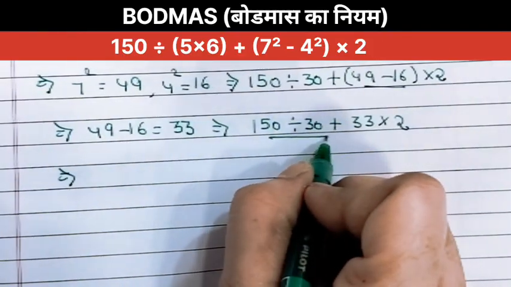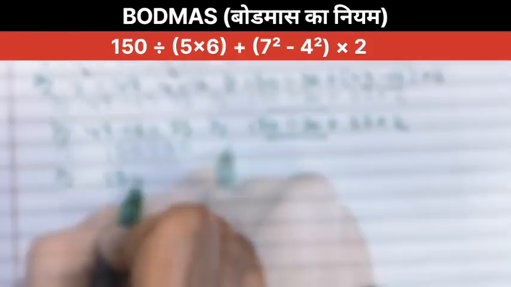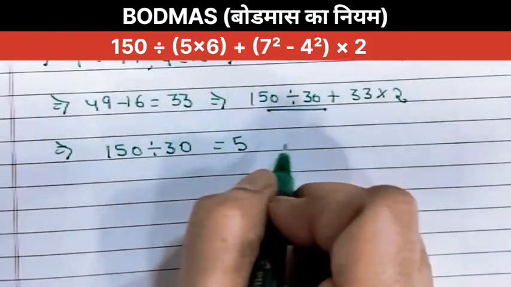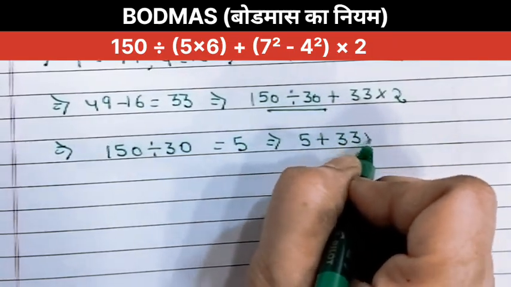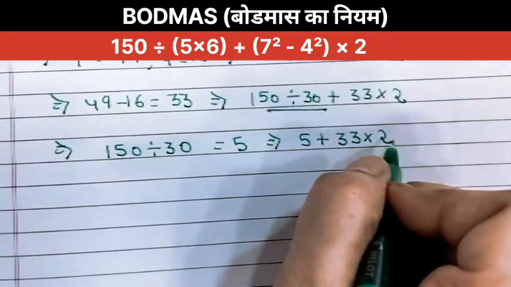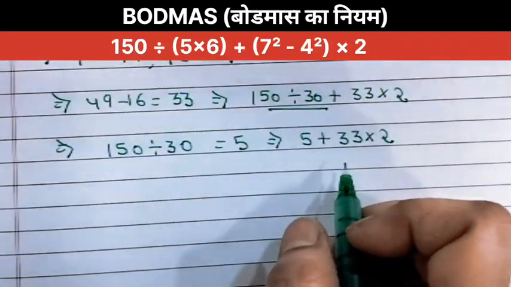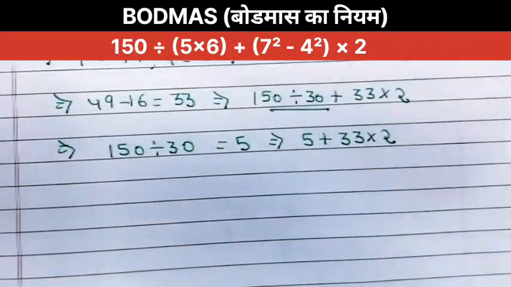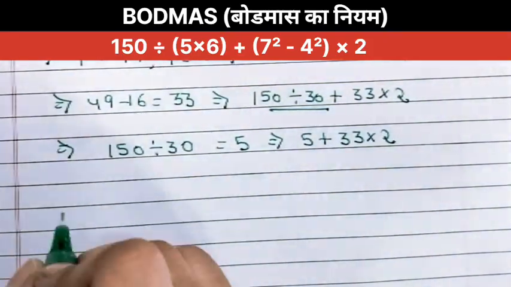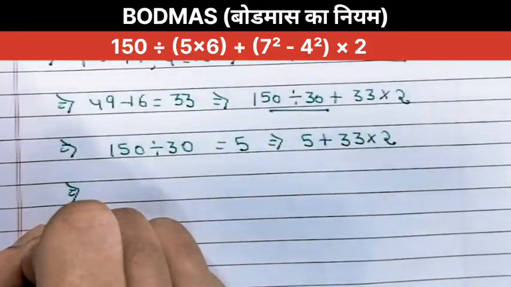Now divide the values. 150 divided by 30 gives you 5, and now the current expression becomes 5 plus 33 multiplied by 2. According to this step, following the hierarchy, division D takes precedence over the multiplication and addition while reading left to right. So now finally perform multiplication and addition.